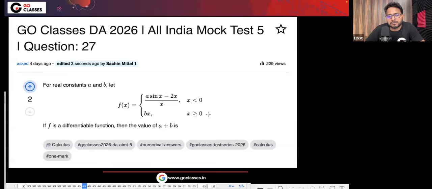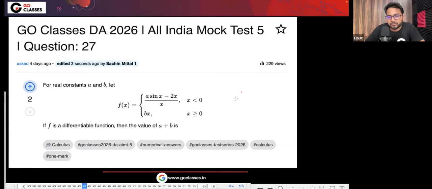Now let's solve this question. So here they are just asking the values of a and b, or they are asking a plus b basically. Okay. So since the function is differentiable, it has to be continuous. Since the function has to be continuous, you have to satisfy one thing: that the function value for x less than 0 and the function value for x greater than or equal to 0 will be same, right?